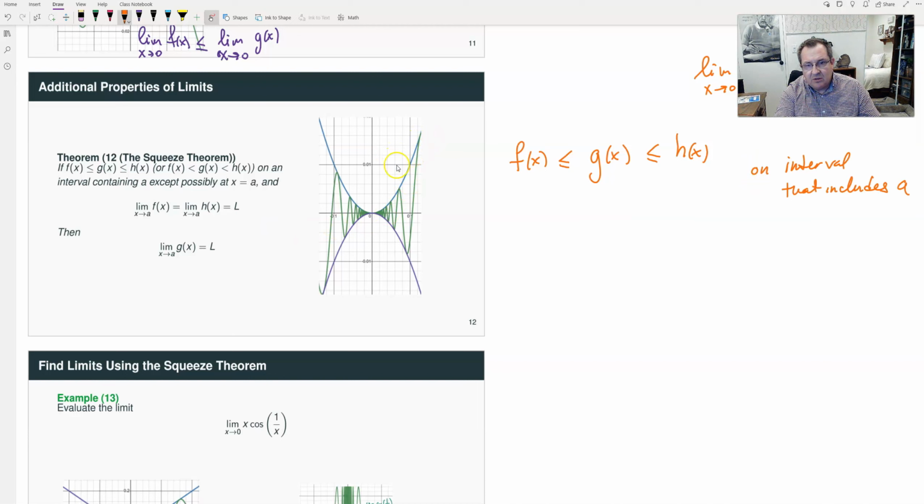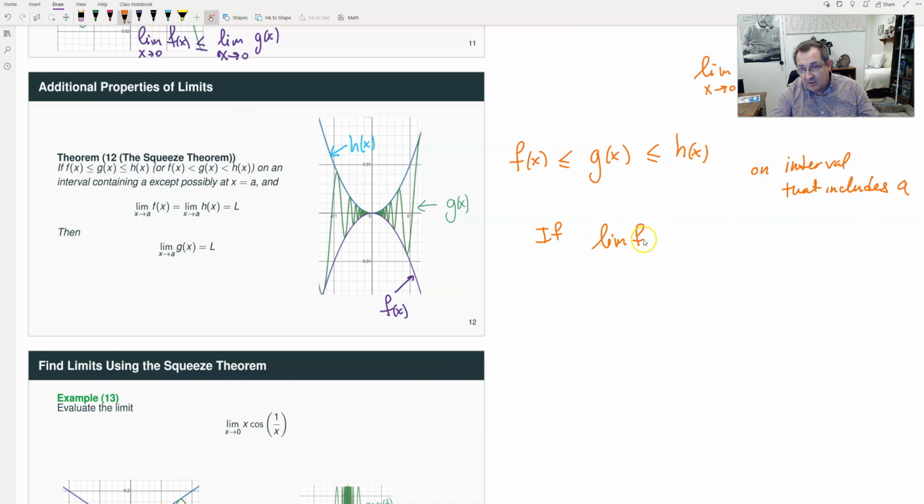So here's an illustration. The function in blue is h of x, the largest of all three functions. The function in purple at the bottom is f of x, the smallest of the three. And the function in the middle, between the two, is the function g of x. So what the squeeze theorem says is that if the limit of the top function and the limit of the bottom function exist and are the same.